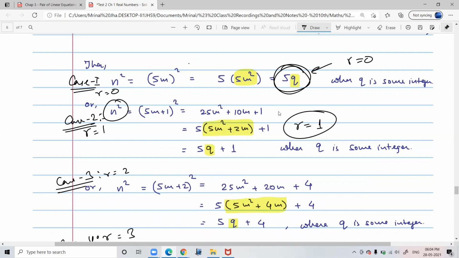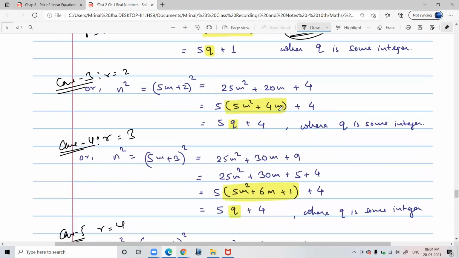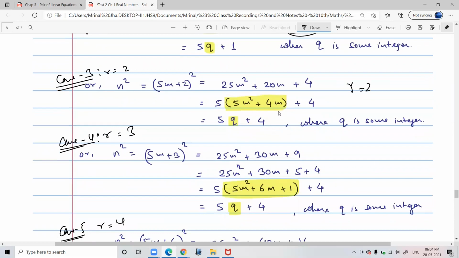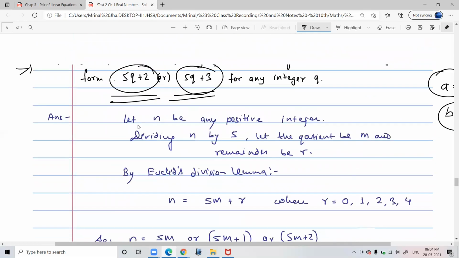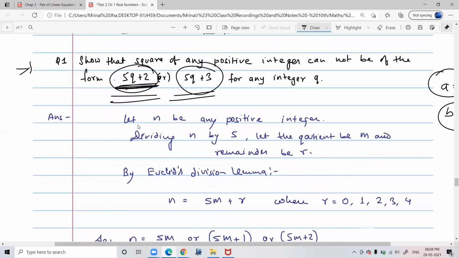This is the form it will take when r is equal to 1. So we have seen that when r is equal to 0, it takes the form of 5q. When r is equal to 1, it takes the form of 5q plus 1. When r is equal to 2, it takes the form of 5q plus 4. Still, it has not taken the 5q plus 2 form, which they are asking. See, 5q plus 2 form is not coming. 5q plus 3 form is also not coming. That is what we needed to prove, that it cannot be represented in this form.